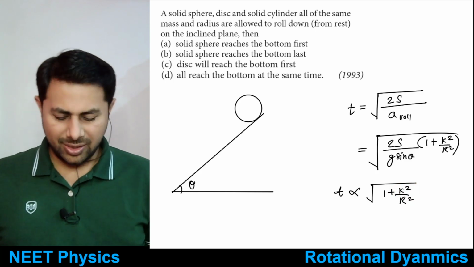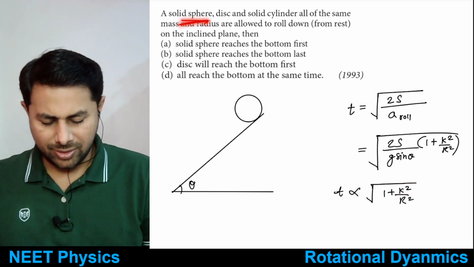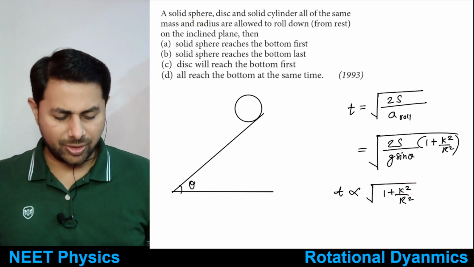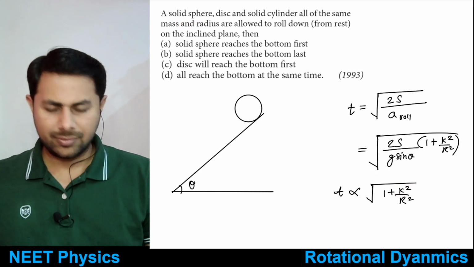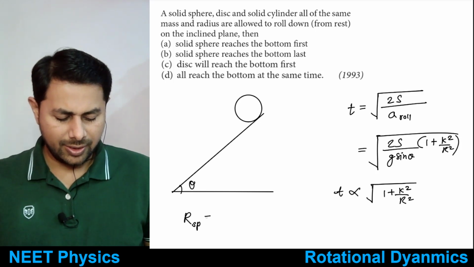So let's compare the radius of gyration of a solid sphere. What is the radius of gyration of a solid sphere? Tell me, the radius of gyration of a sphere is equal to, anyone?